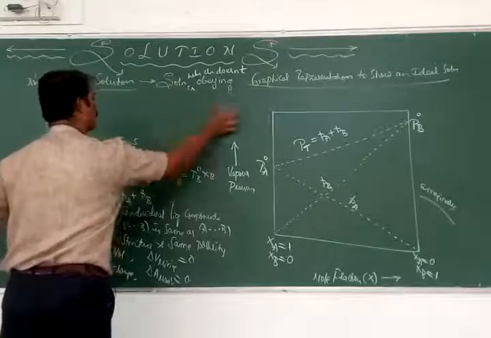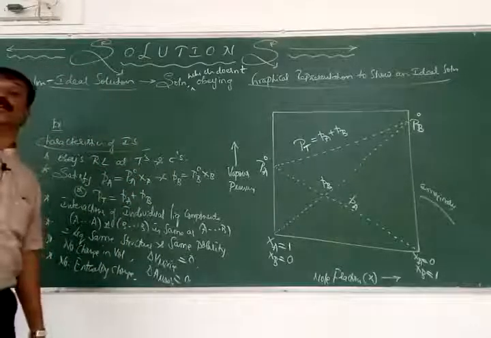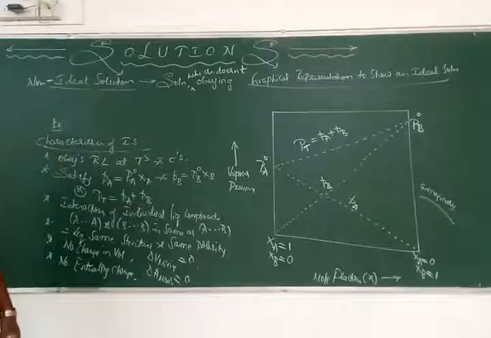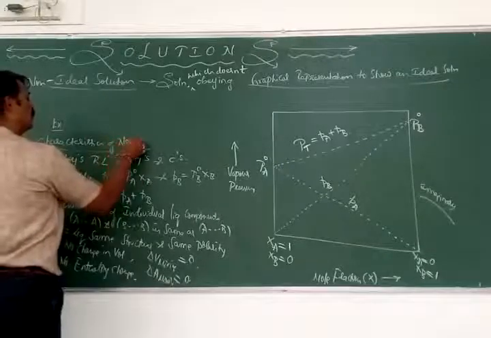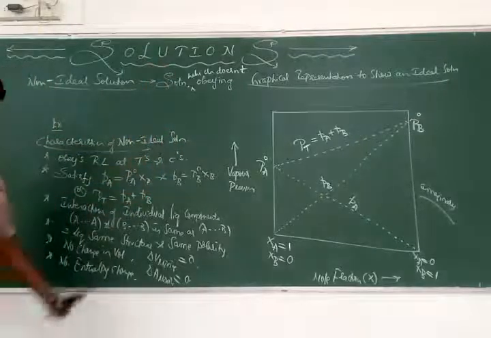We can make this, okay. Any solution which doesn't obey Raoult's law at all conditions of temperature and concentration is called what solution? Non-ideal solution. Again, the characteristics of a non-ideal solution. Non-ideal solutions are just the opposite, that's all.